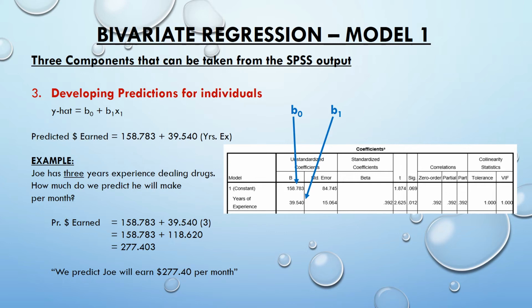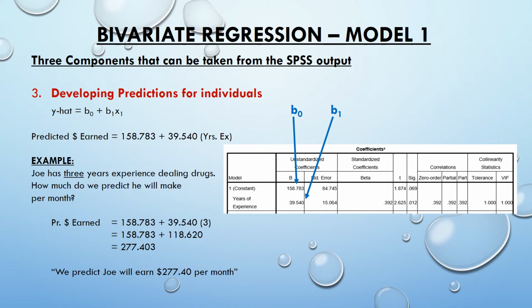What is b sub 0? B sub 0 is the intercept if we were to actually plot this on a graph. And where do we find b sub 0 on our SPSS output? We find it in the constant row under the unstandardized coefficient.